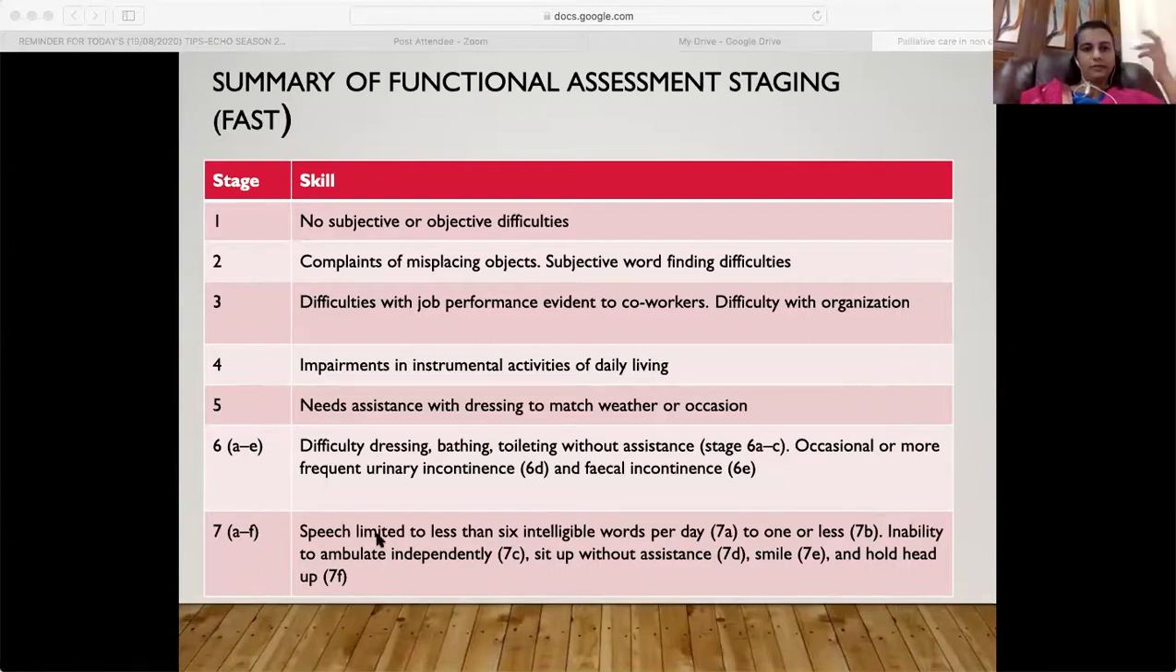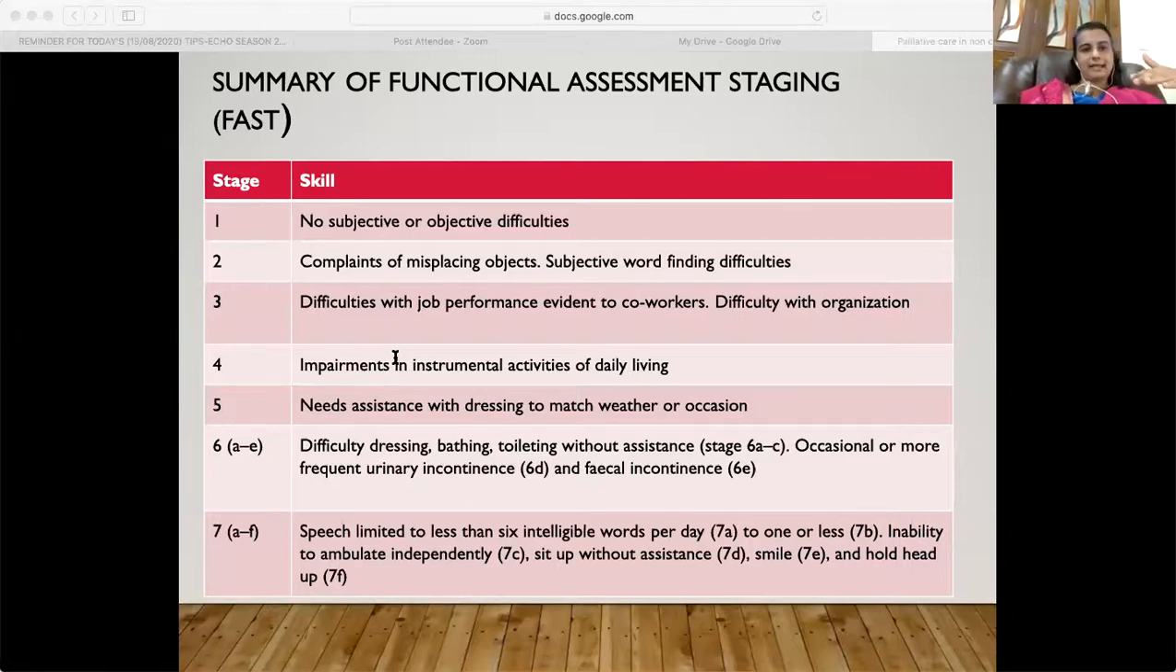One of them is called the FAST scale, which is Functional Assessment Staging Scale. The others are Clinical Dementia Rating Scale and Global Deterioration Scale. So FAST is a 7-stage system, and it's based on the patient's level of functioning and the ability to perform the ADLs, activities of daily living, rather than the cognitive decline. So it basically tells us, in a dementia patient, how bad is the function, and you're scoring them depending on that.